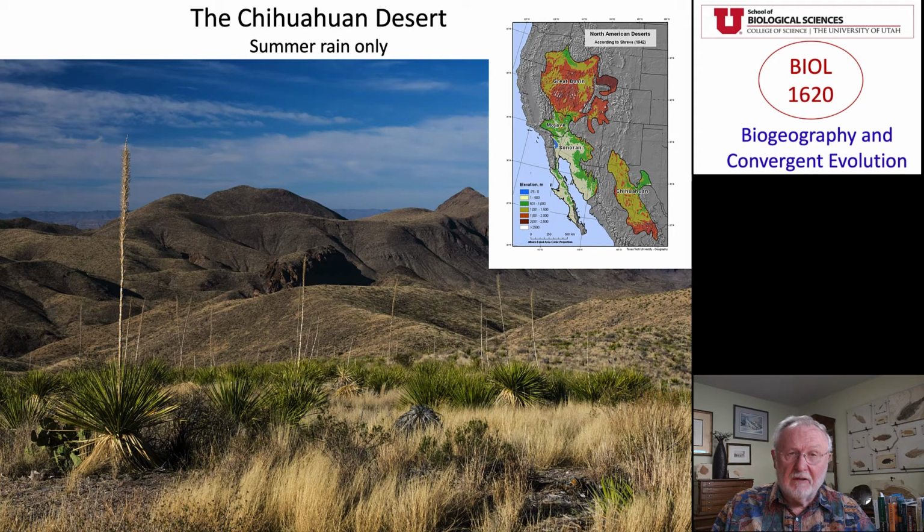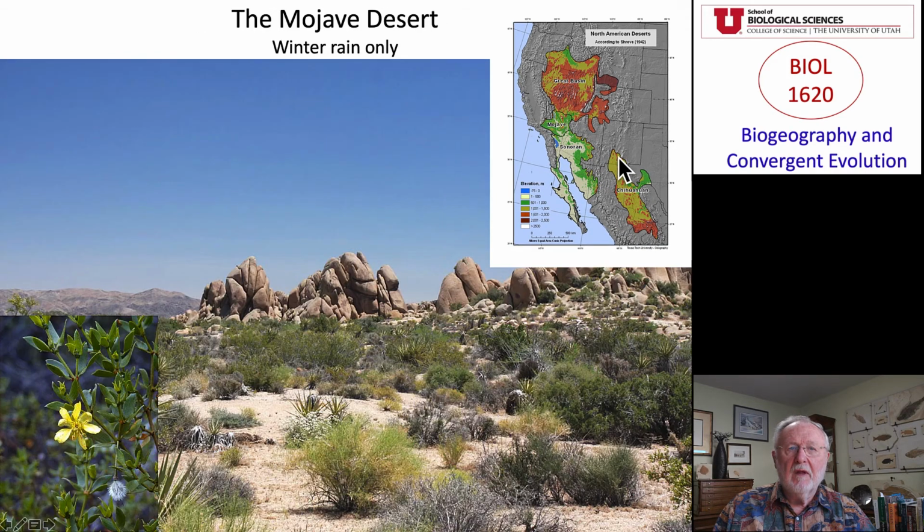The Chihuahuan Desert is a warm desert, but it is a summer rain only desert, whereas the Sonoran Desert can have winter and summer rain. The Chihuahuan Desert only has summer rains. Here you see it in southern New Mexico, West Texas, and the northern part of Mexico. The Mojave Desert, right here, is a winter-only desert. It does not get summer rain, and because it's a lower elevation desert, plants can grow in the winter and spring.